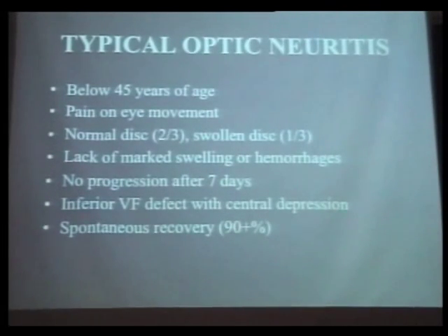Typical optic neuritis, which is what we talked about with those symptoms, usually occurs below the age of 45 and has pain on eye movement. We talked about the normal disc. If you have a patient who has a swollen optic disc, and the swelling is marked and there are a lot of hemorrhages, that's a patient who is not going to develop multiple sclerosis. So it's important to look at the fundus.